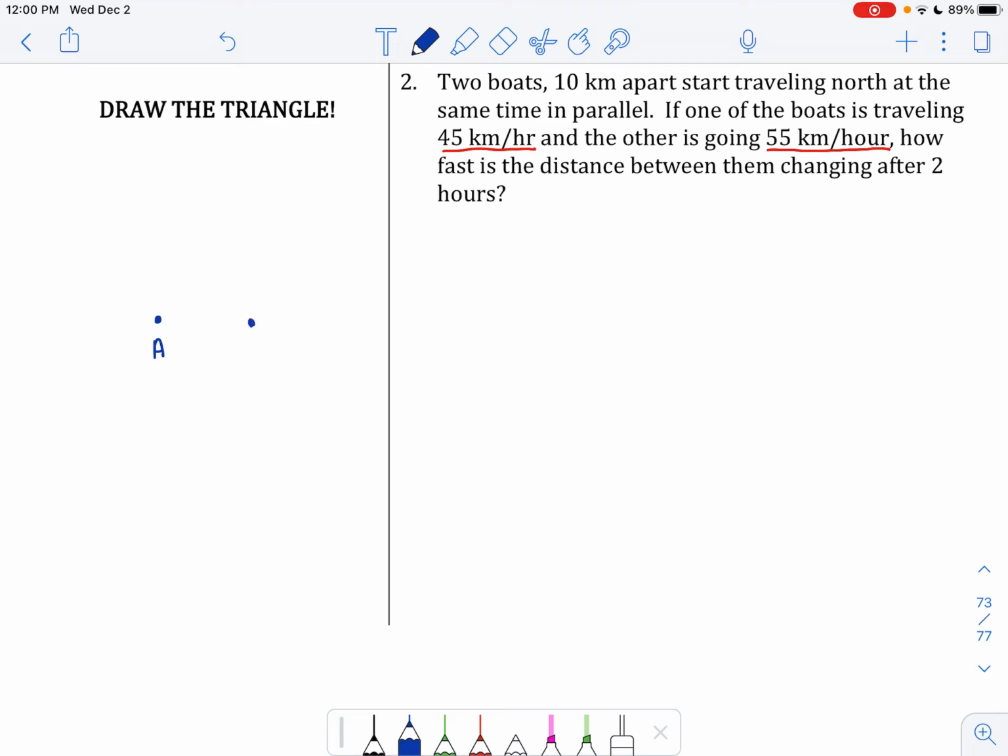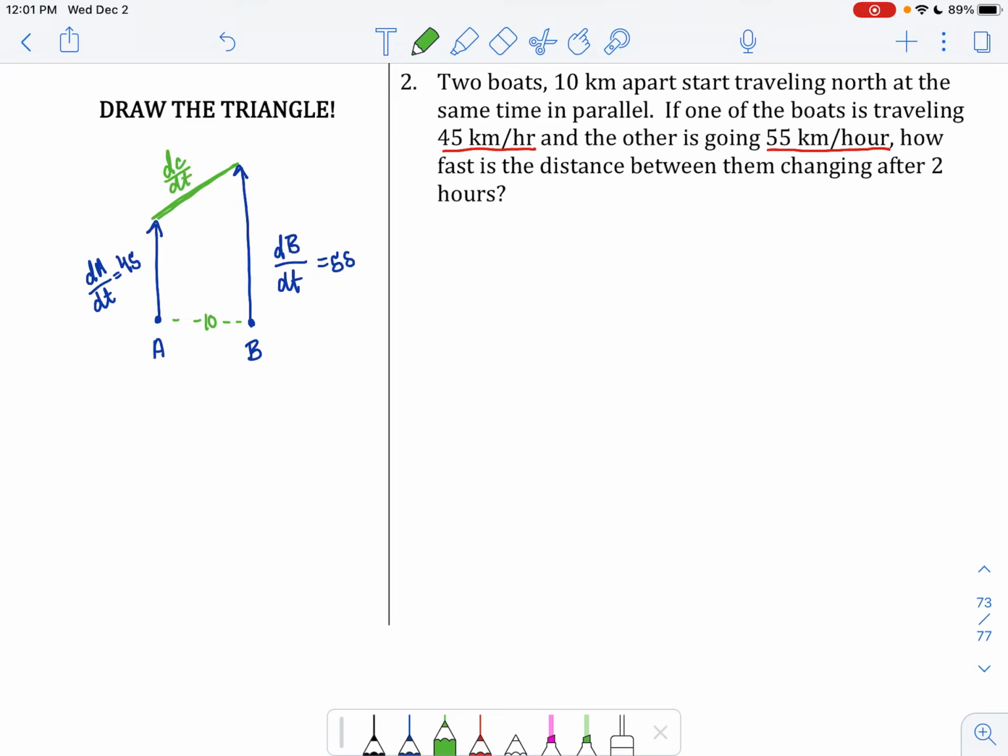Now I'm going to draw the picture. So we start with two boats. I'm going to call them A and B. And we know that they are 10 kilometers apart. And they both start sailing north. Now A is a little bit slower. This would be dA dt. The speed of A is 45. And B is a little bit faster. dB dt is 55.